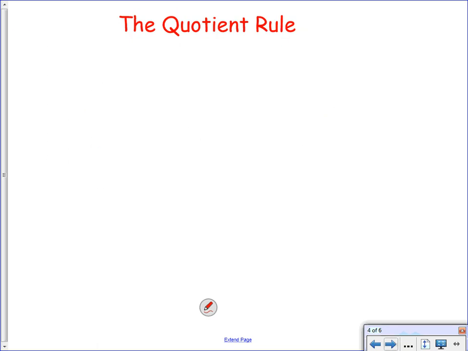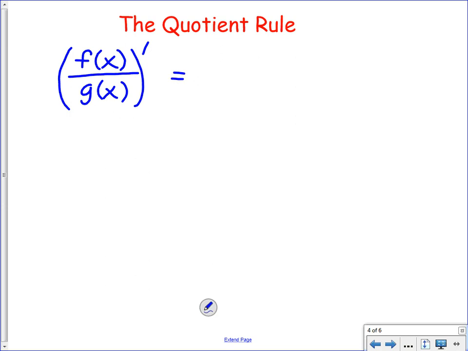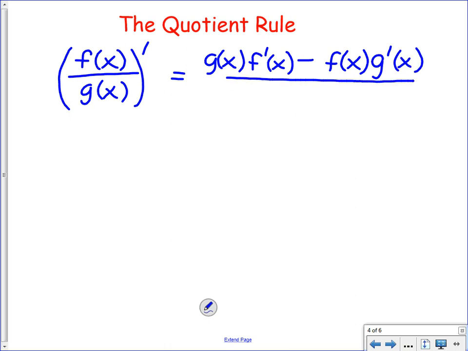Okay, now, the third rule is called the quotient rule. And so your quotient rule is used anytime you are dividing two functions. So if you have f of x over g of x. So to find that derivative, it equals g of x times the derivative of f of x, so f prime of x, minus f of x times the derivative of g of x, all over g of x squared.